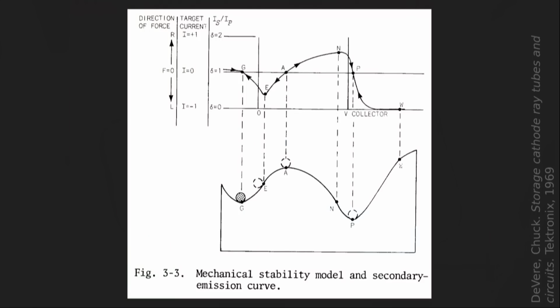Tektronix liked this marble analogy to explain how the bistable behavior in this tube worked. The marble will always roll toward a stable point. You can see that there are 2 of them, so it's a bistable system. When I say they liked the marble analogy, I mean I think they really liked it.